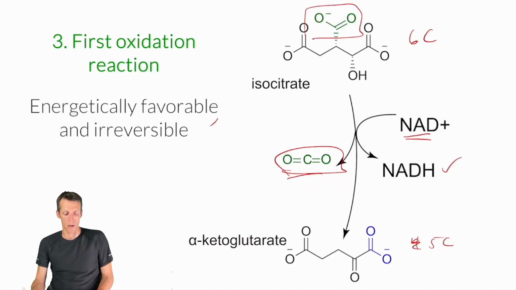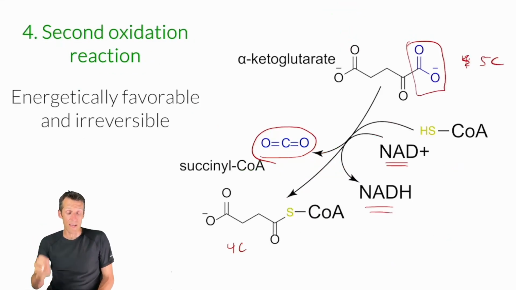We did this with isocitrate to alpha-ketoglutarate: reduced an NAD plus to an NADH, kicked off a carbon dioxide. Exact same thing happened here, right? Alpha-ketoglutarate to succinyl-CoA, carbon dioxide got kicked off, NAD plus got reduced to NADH. Cool. But then there's this other wacky thing going on. What's going on with this CoA molecule?